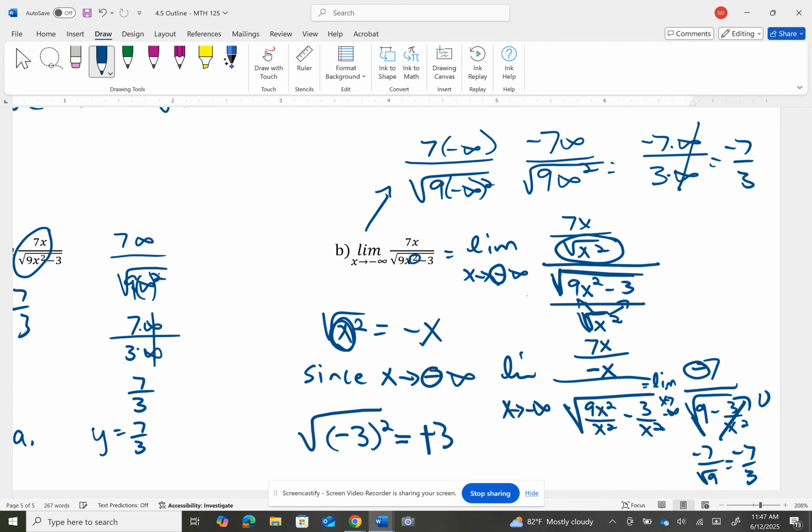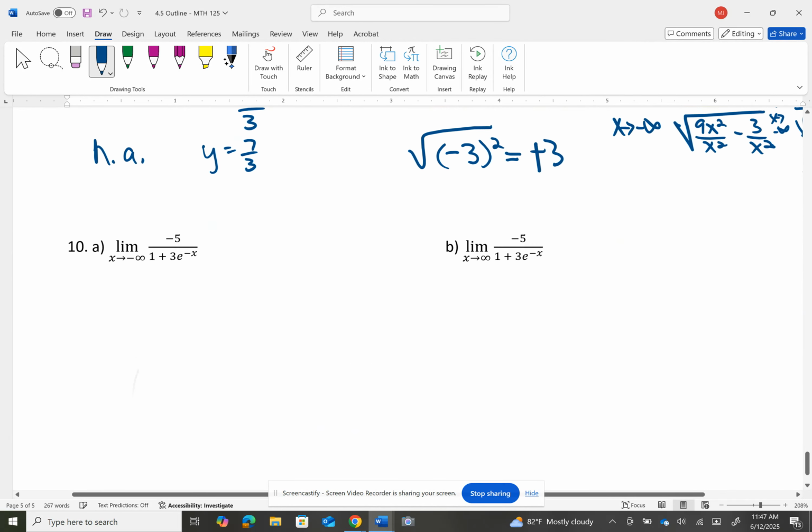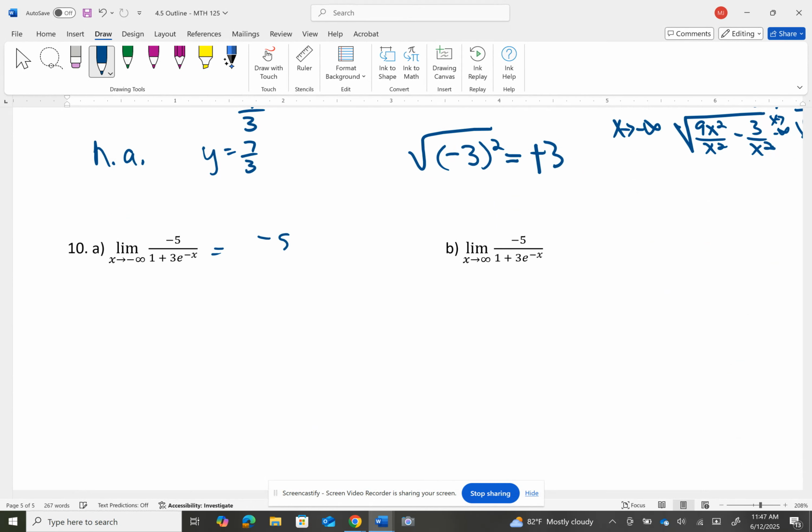Okay? All right, I have two more that I want to do involving e. All right, so again, on these, it just works out really well to go ahead and think about plugging in a negative infinity. Now, you're really not plugging in a fixed number. You're really imagining your x value getting more and more negative. Okay, so think about that.